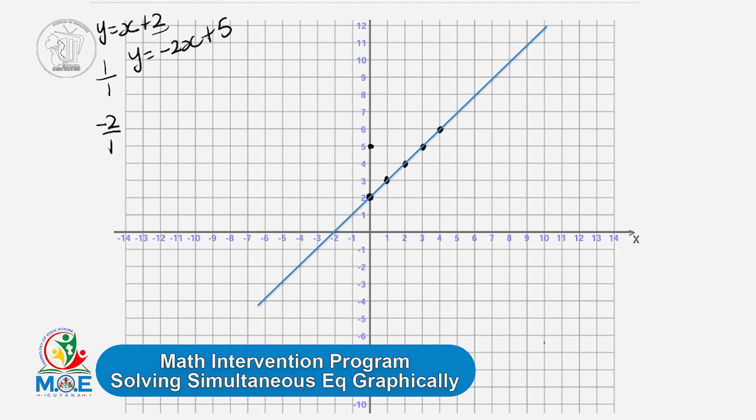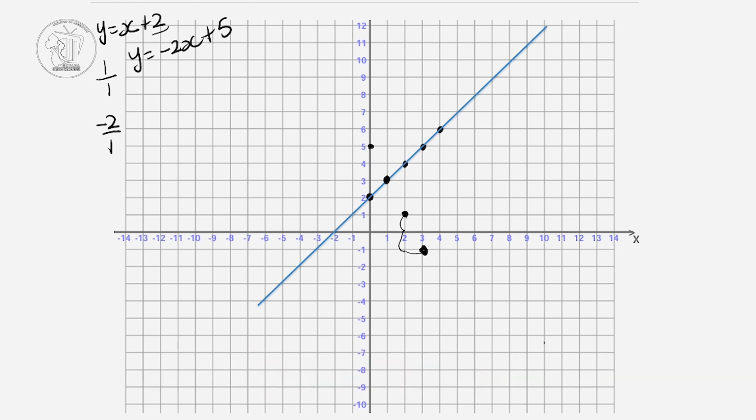So we go down 2 times. We go down 1, 2, and then we go across 1. So here would be the first point. And then we go down 2 times again, 1, 2, and then we go across 1, since it's a positive 1. And here would be the next point. And then we go down 2 again, and then we go across 1. So here would be the next point. And we have enough points to draw our line, so we use our ruler and we draw in our lines.